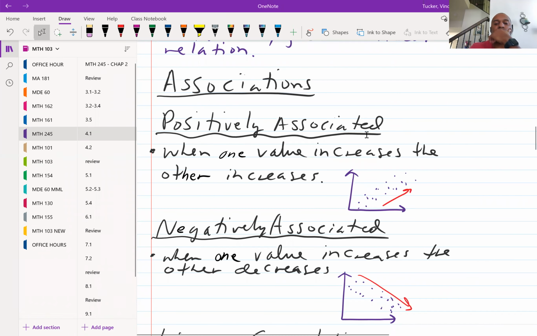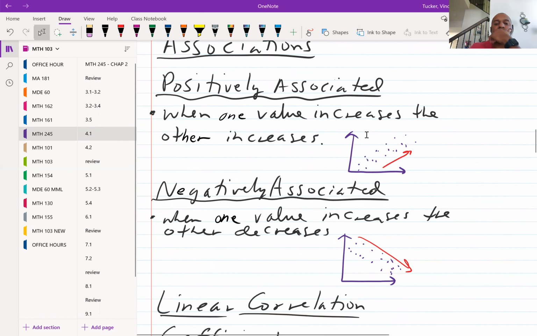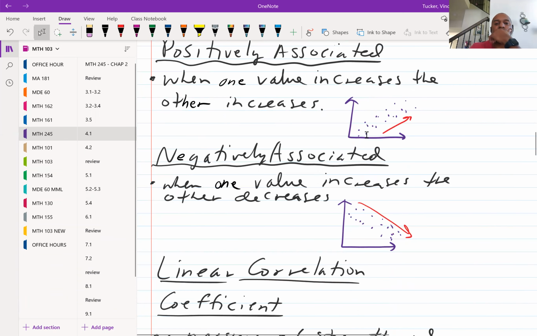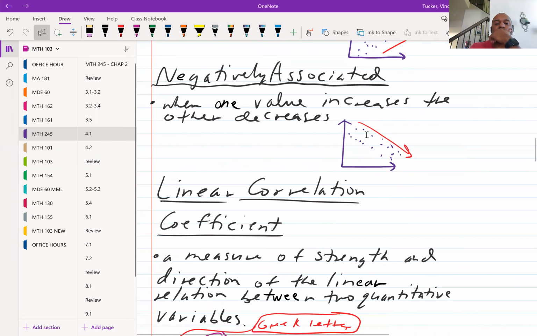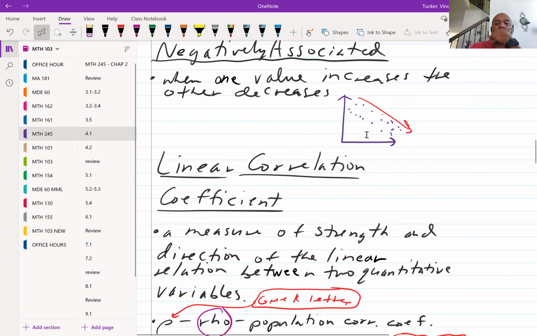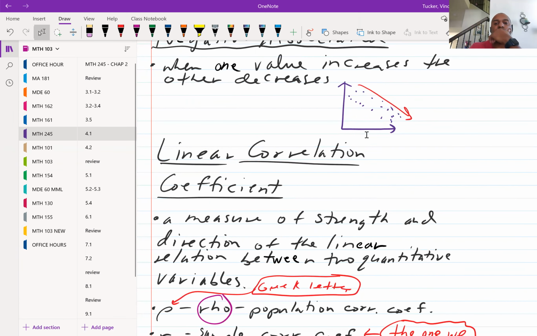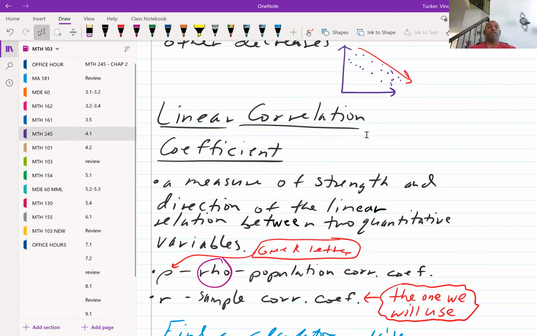Can I scroll up? All right. So the linear correlation coefficient is a measure of strength and direction of the linear relation between two quantitative variables.